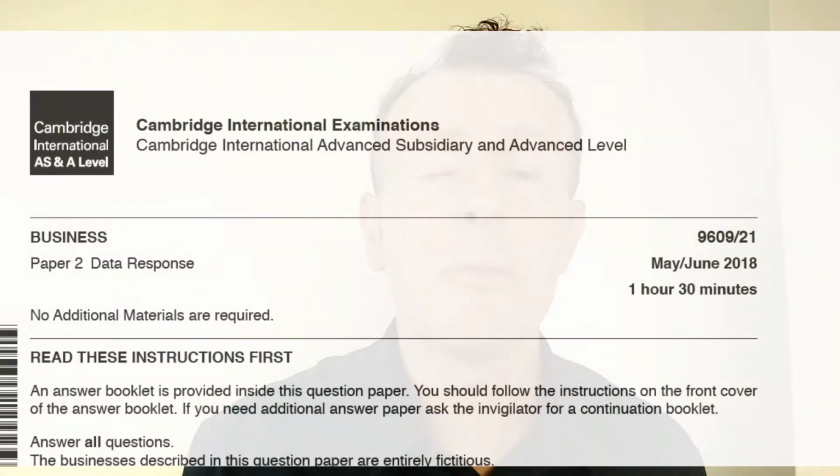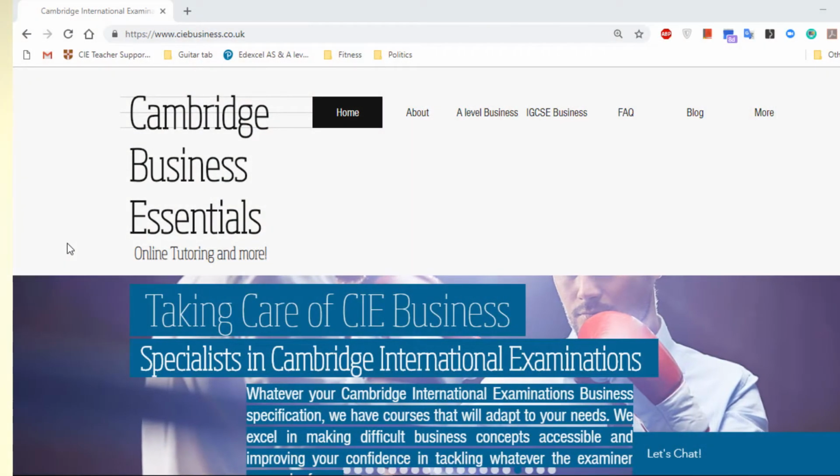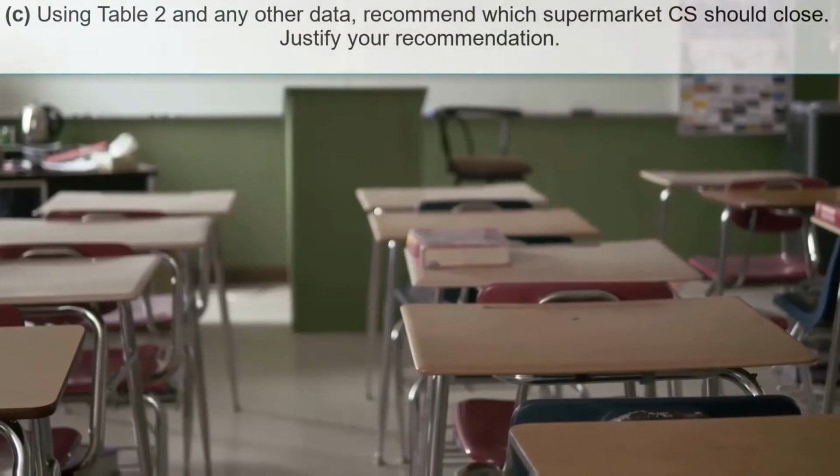Let's take a look at paper 2 from summer 2018. The full paper and the resources, so that's the written out exam answers that we work through in this tutorial, are available at caiebusiness.co.uk, and you can find further details in the description below. The question is asking you to look at which supermarket to close.